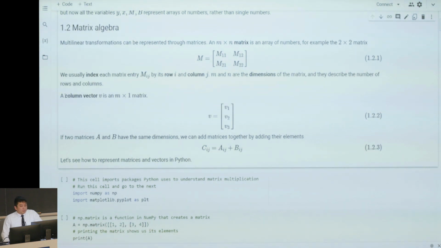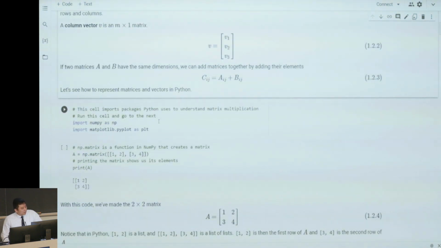Some special cases of matrices you might be interested in are column vectors. So for example, if you have m observations, you'll commonly organize this into an m by 1 array. So you can see this is a 3 by 1 matrix. And an important fact, if you have 2 matrices that have the same dimensions, m and n, then you can add them together just by taking element-wise addition.